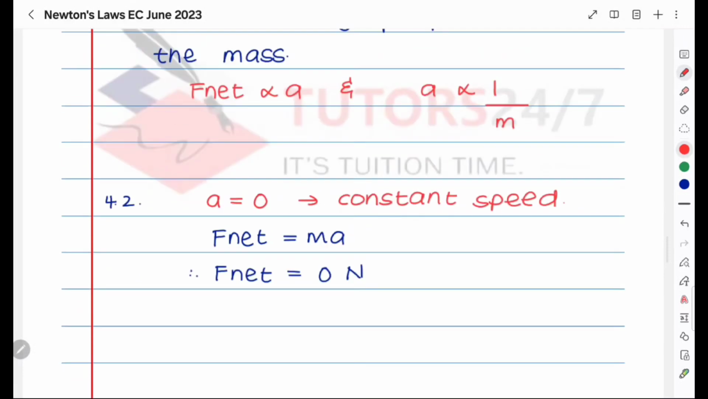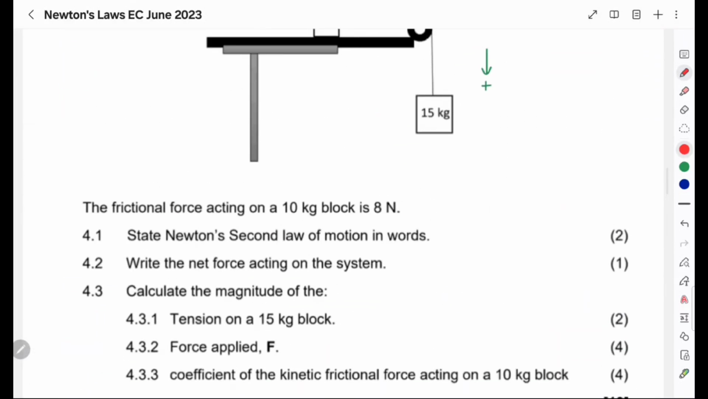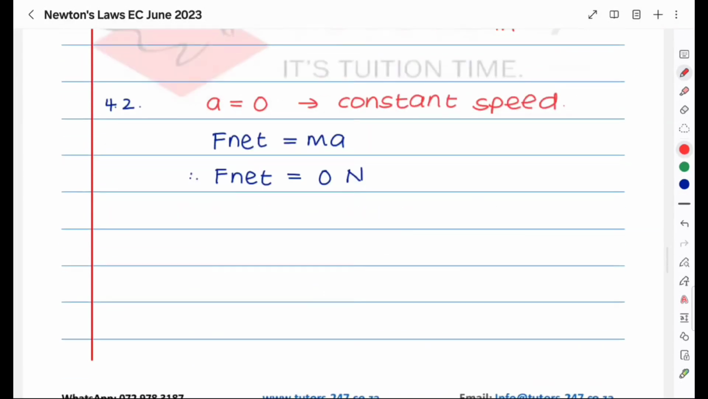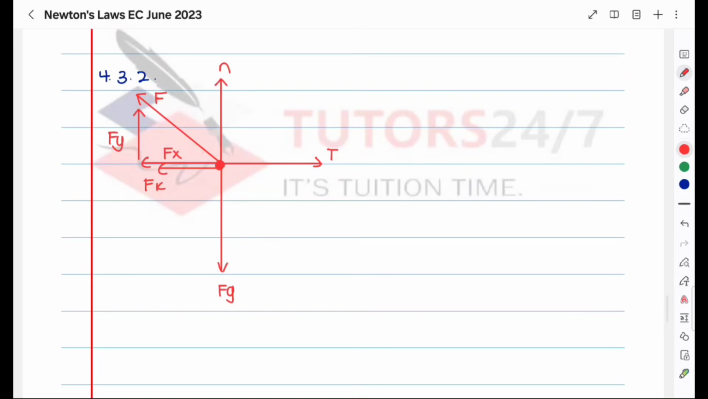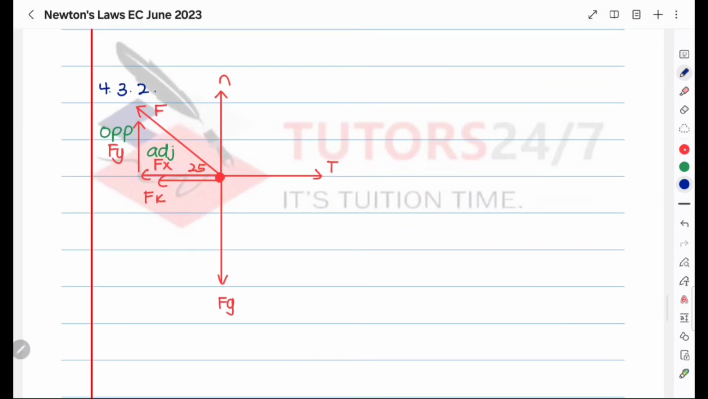And then the angle is 25 degrees. So we know that Fy is opposite to the angle and Fx is adjacent to the angle. So if we want to calculate Fx, we are going to use F cos of 25.